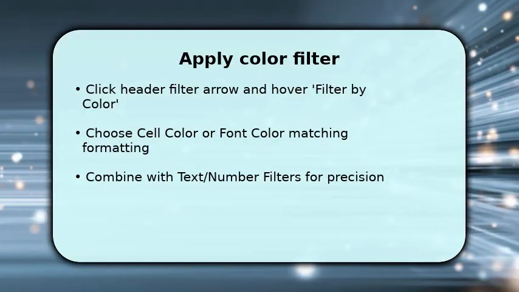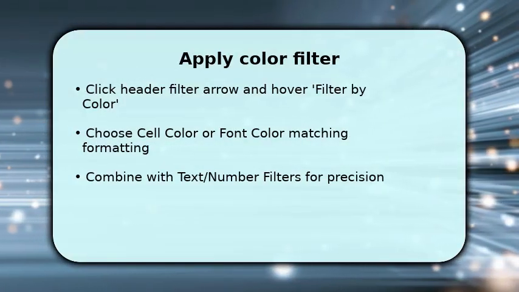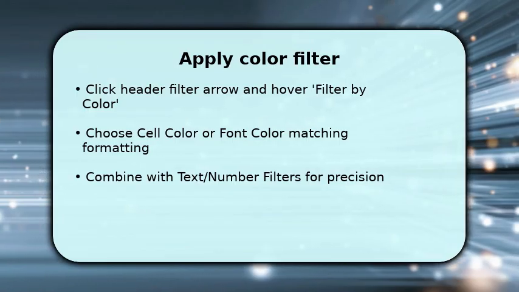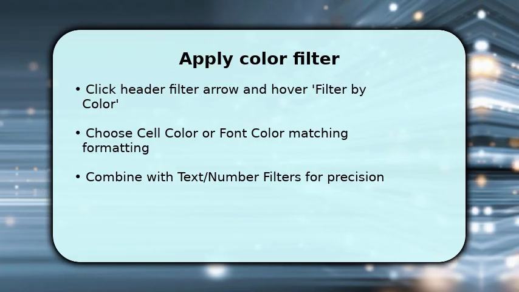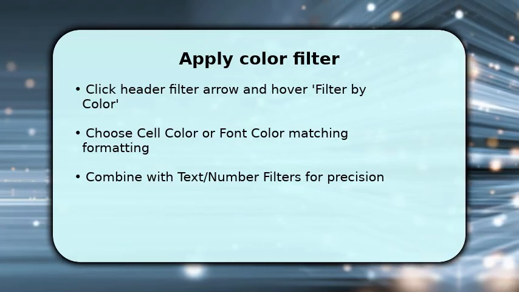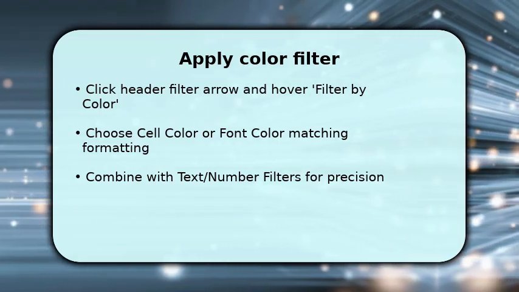You open the header filter arrow and hover over Filter by color to see options for cell color and font color. Choose the one matching how you highlighted data. Once done, select the specific color swatch shown in the submenu to display only rows with that formatting.